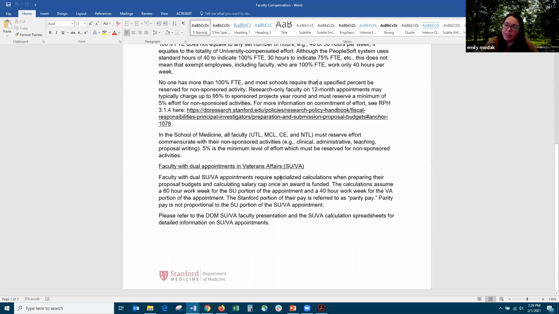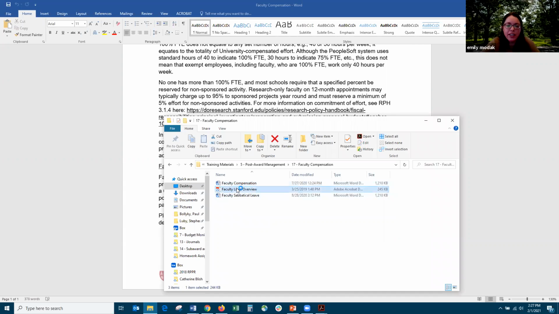And then we talked in a previous session about the Stanford and Veterans Affairs appointments. There are specialized calculations based on the 8ths. We talked about that in detail. I won't get into that anymore today, except that if you have a VA faculty member, or if you see something unusual, say your faculty member's salary is only $35,000 a year, that's a flag to you that they probably have a VA appointment and spend very little time at Stanford, and that's just a small piece of their overall compensation.